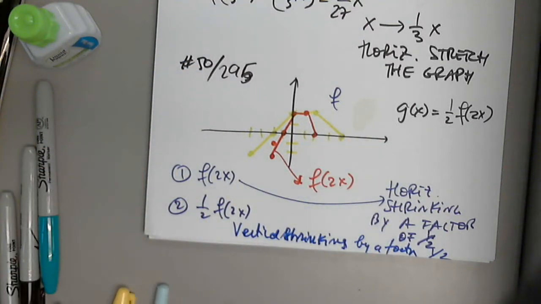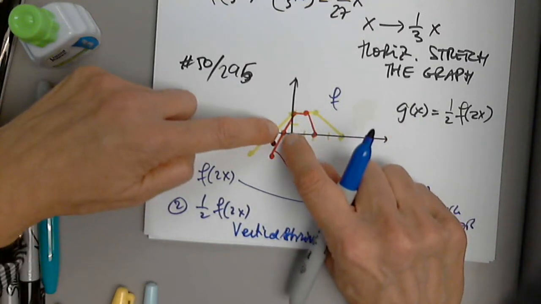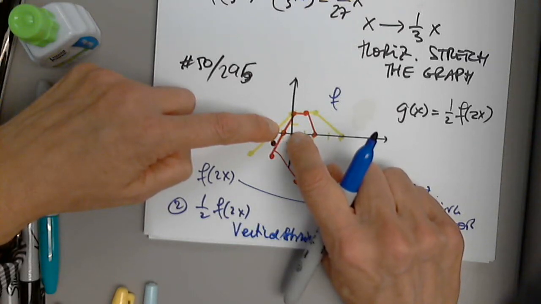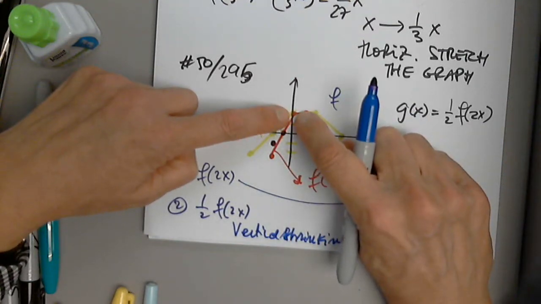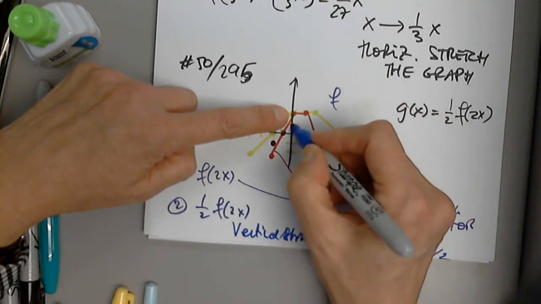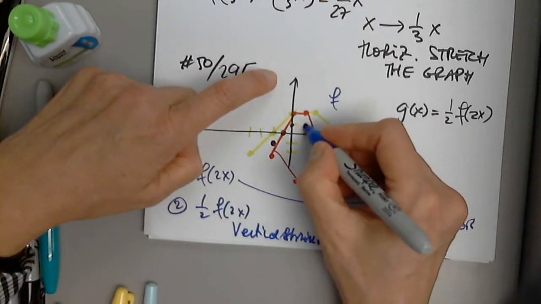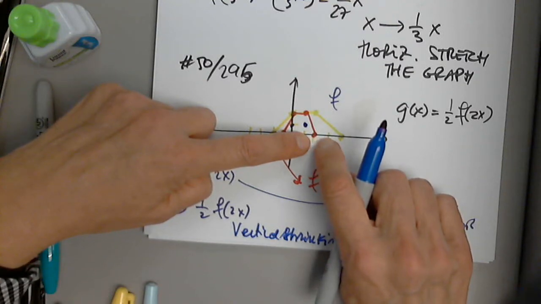Let me use blue. This point has the y value at 0. Where does it go when I divide 0 by 1/2, or multiply by 1/2? I divide by 2. 0. This y value is at 2. I divide it by 2. Where does it go? 1. This y value is at 2. I divide by 2. Where does it go? And finally, this is at the y value of 0. Where does it go?